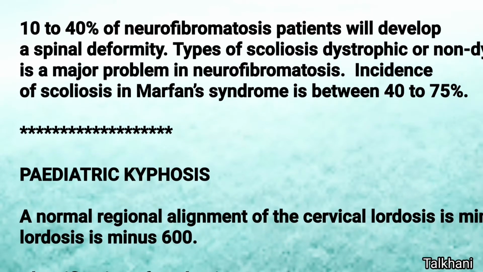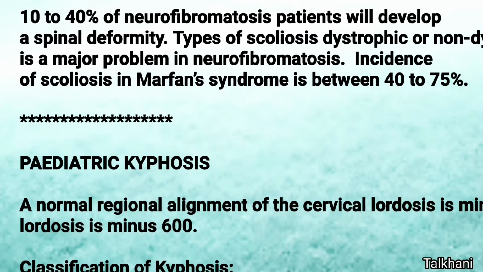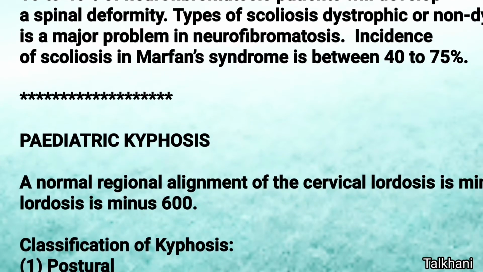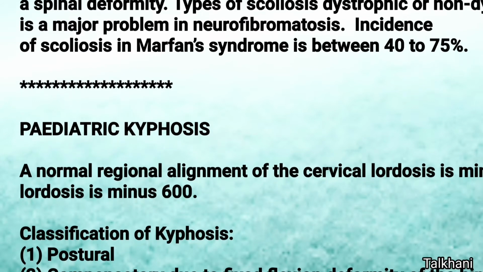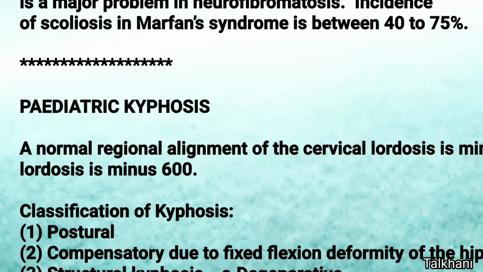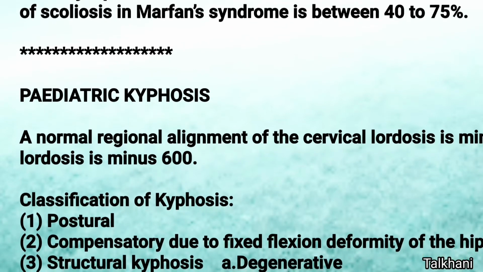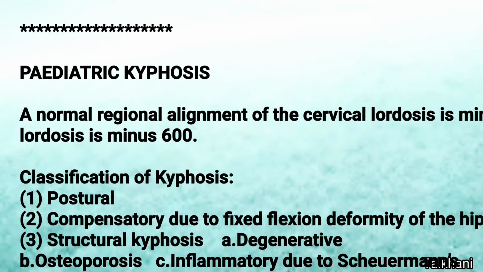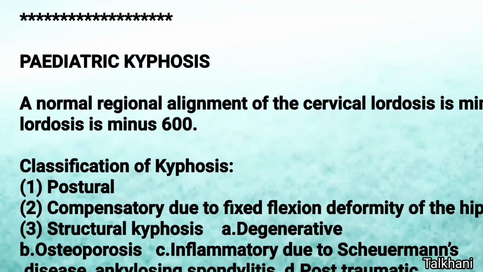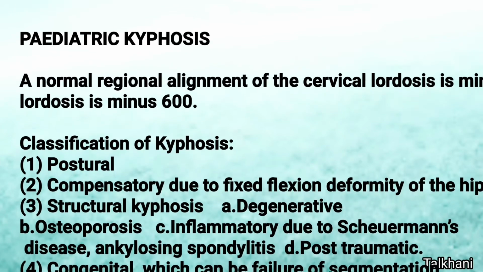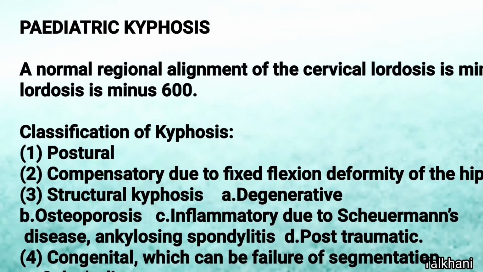Pediatric kyphosis. Normal regional alignment of the cervical lordosis is minus 30 degrees. Thoracic kyphosis is plus 45 degrees. Lumbar lordosis is minus 60 degrees. Classification of kyphosis is again divided into 4 main types. Number 1, postural kyphosis. Number 2, compensatory due to fixed flexion deformity of the hip.